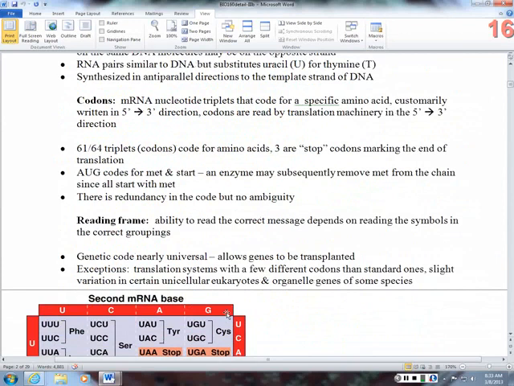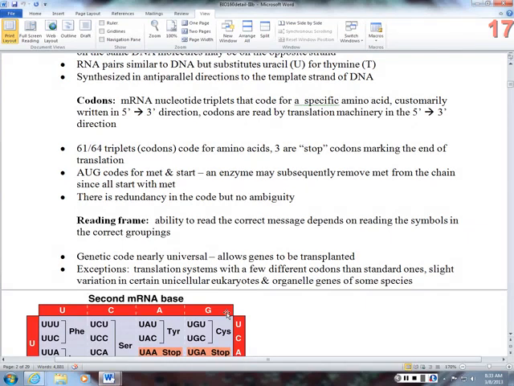So your reading frame is important. It's going to allow the correct message to be read depending on the symbols in there. So when you're reading it and you go along the sequence, we know our reading frame when we look at this. It's coming along looking for the first AUG, which is right here. So our reading frame is like this.